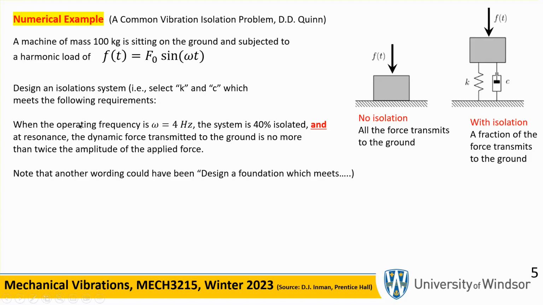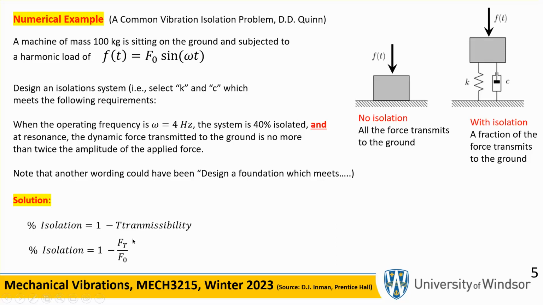Number one, when the operating frequency is 4 hertz, when this is under the sinusoidal load at 4 hertz, by the way, don't let this thing bother you, because this can be sine or cosine. It really doesn't matter. Everything is going to be the same. When the frequency of the applied load, omega, is 4 hertz, we have isolation of 40%. And at resonance, the worst case scenario, we want the transmitted force to be not more than twice the applied force amplitude.